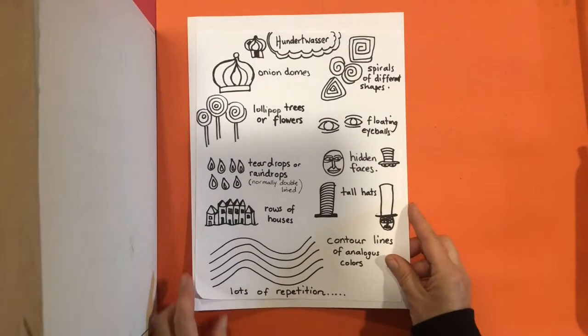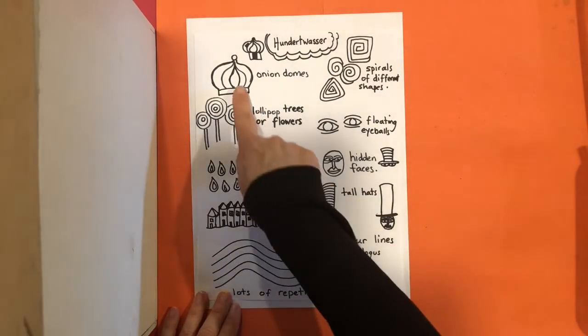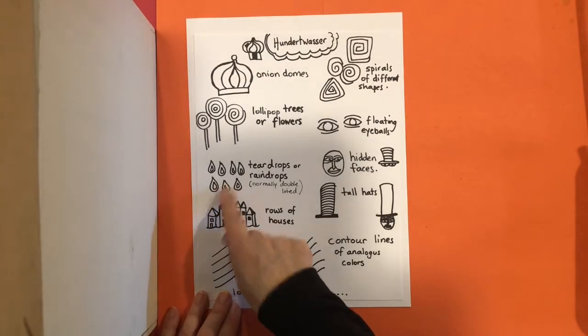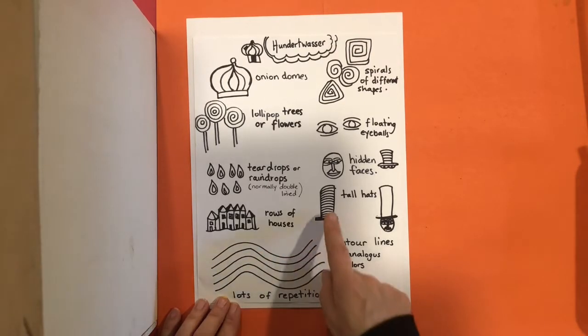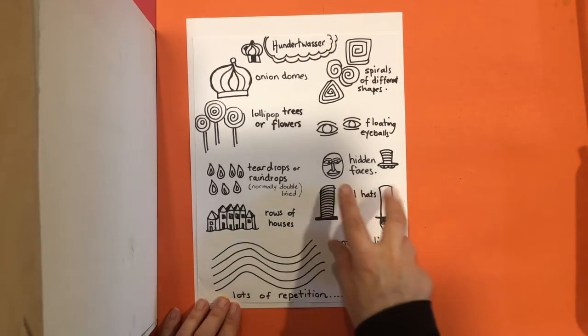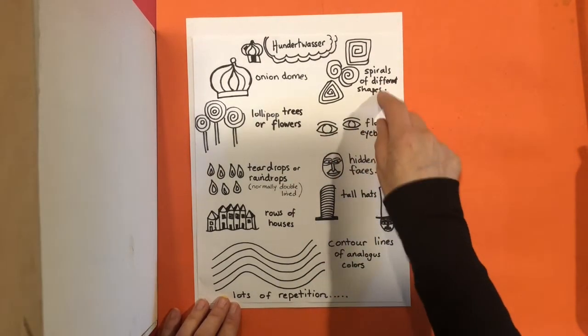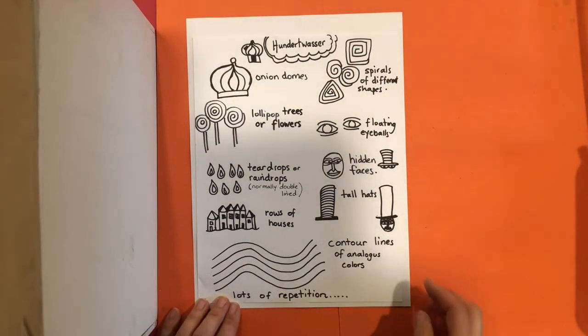We'll just go over them quickly so you can get an idea of what you may want to add. Onion domes, lollipop trees, teardrops or raindrops, rows of houses, contour lines, tall hats, hidden faces, floating eyeballs. Oh, and spirals, I forgot that in the one. I love spirals. Spirals he used a lot of the time.